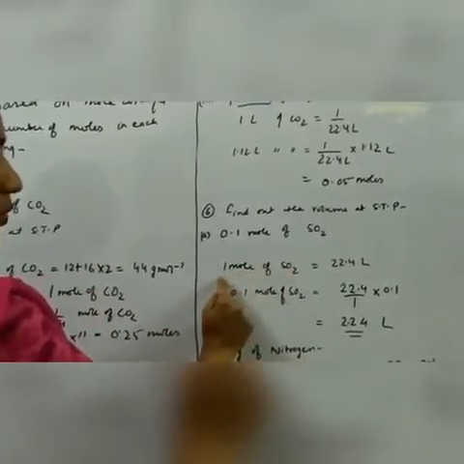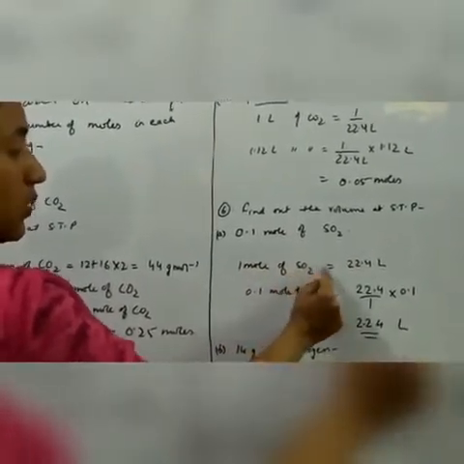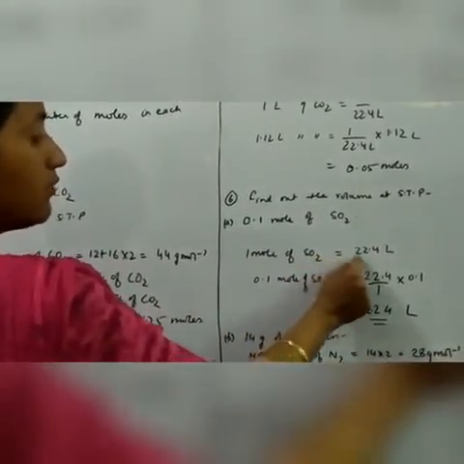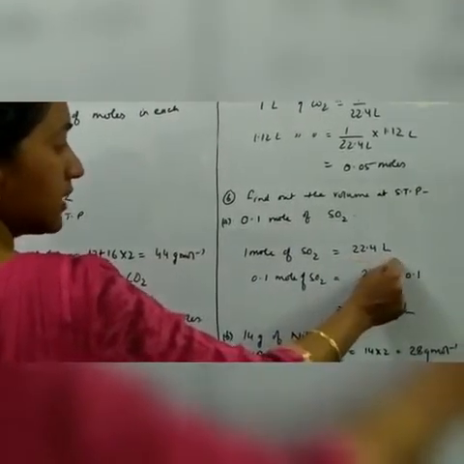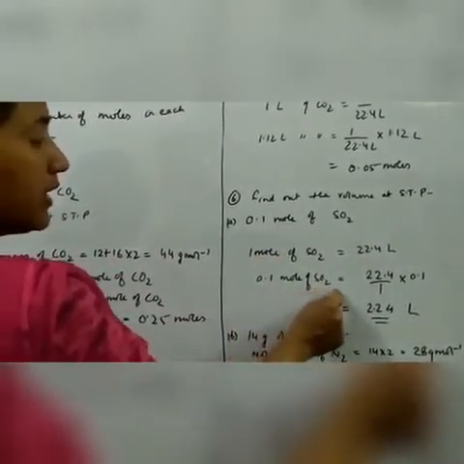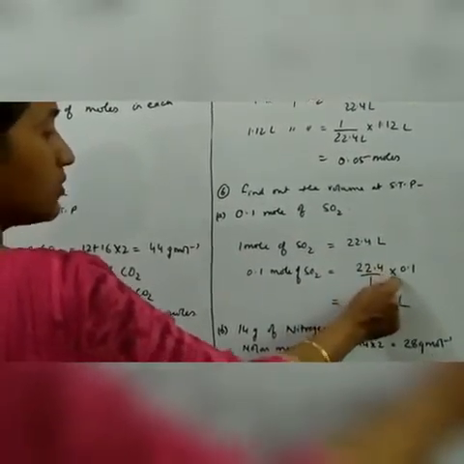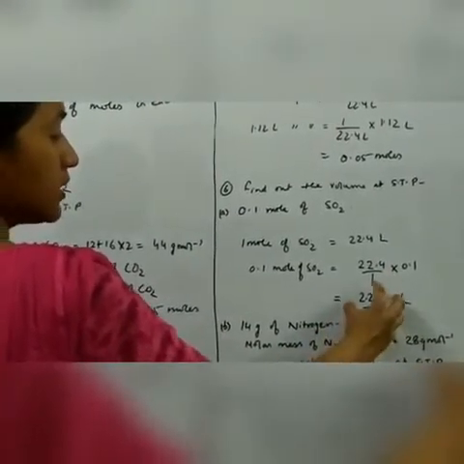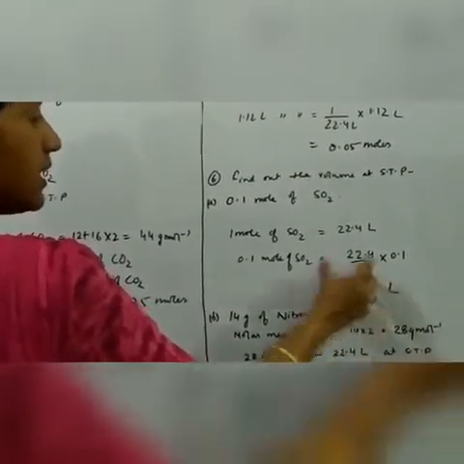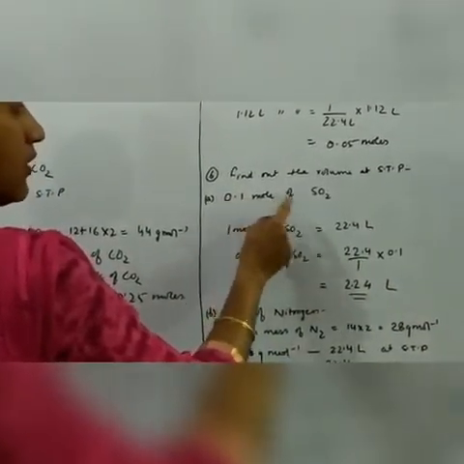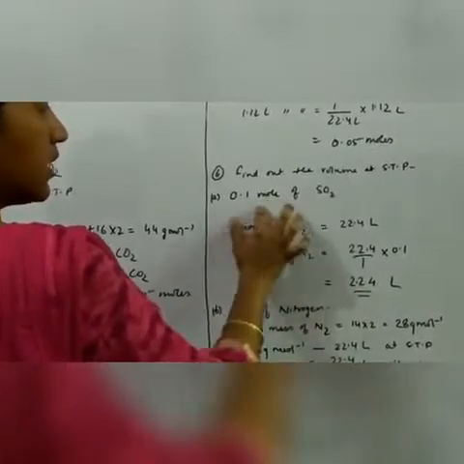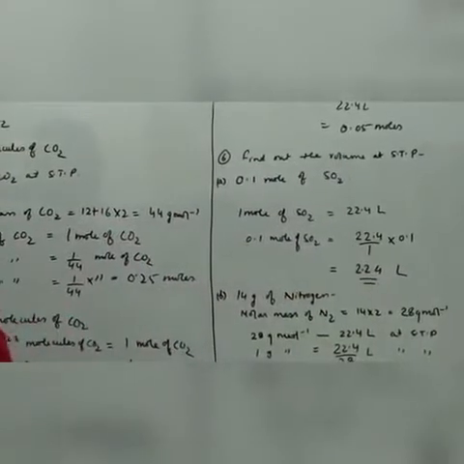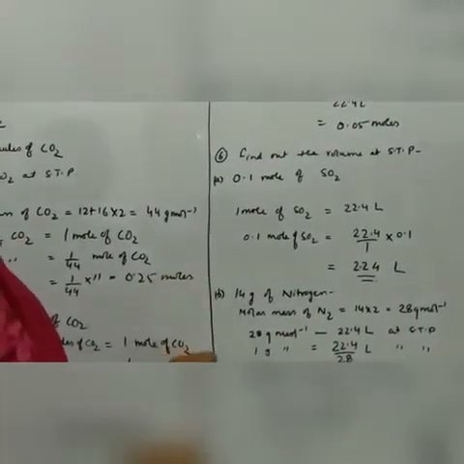At STP we know that 1 mole of SO2 occupies 22.4 liters. So 0.1 mole of SO2 will be 22.4 liters upon 1 into 0.1. Multiplying, you get the answer 2.24 liters. This is the volume occupied at STP by 0.1 mole of SO2. So if the amount is 0.1 mole, the volume occupied will be 2.24 liters. Student, in the same way you will do the next one also.